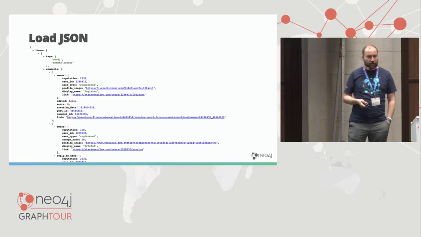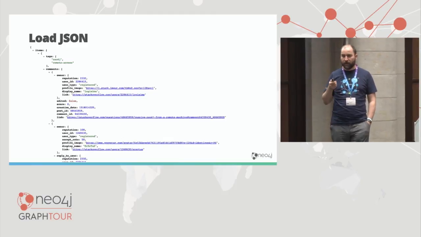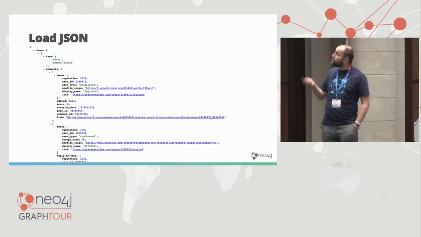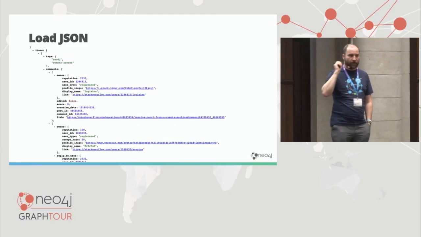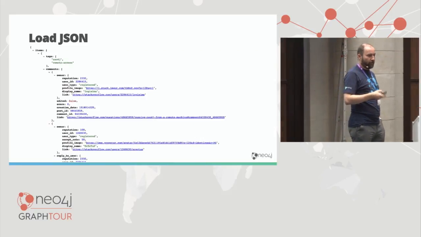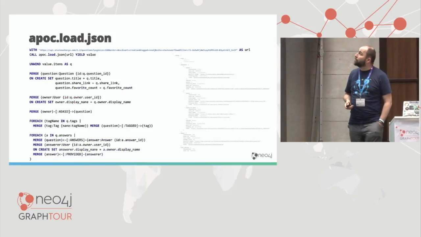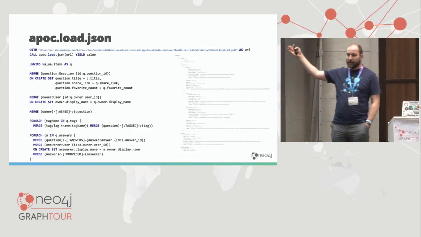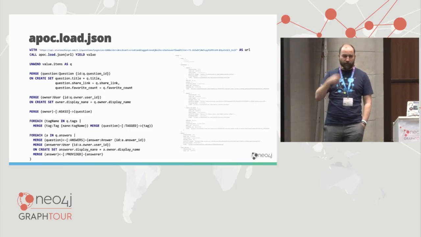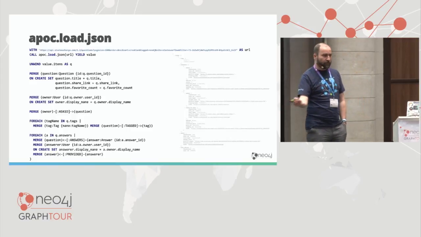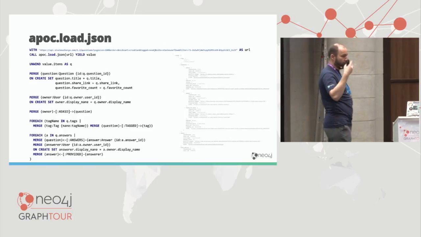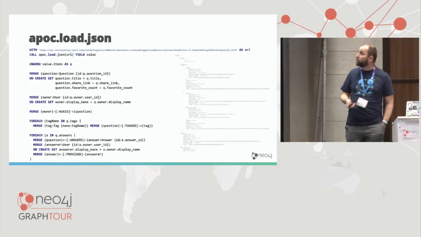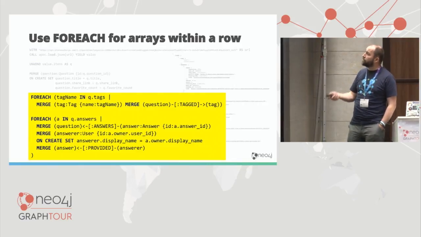The same is true for JSON, so any JSON API is also supported. This is an example for Stack Overflow, where we take a Stack Overflow API call and turn it into a graph. This takes all questions around the tag Neo4j and turns them into a graph of questions, users that have asked the questions, answers to these questions, and users who have posted these answers, and tags as well.